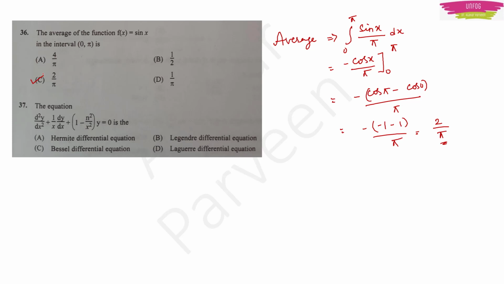Next question. The equation d square y by dx square plus 1 by x into dy by dx plus 1 minus n square by x square into y is equal to 0 is the... Actually, this is a Bessel's differential equation. If you have something like 1 minus n square by x square for y, then that is the Bessel's differential equation format. So option C is the right answer.